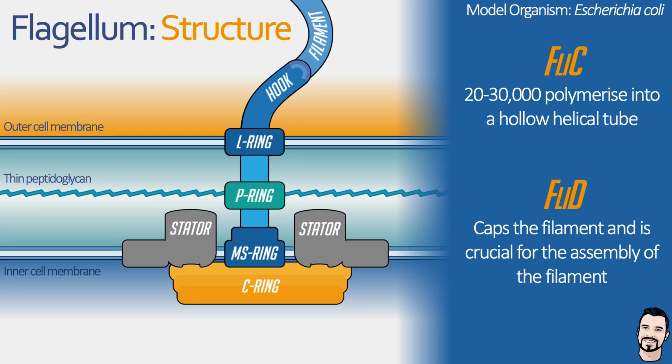Now, this cap structure provides a crucial platform for the organised polymerization of FliC subunits, enabling the filament to grow and repair itself efficiently. Together, these two proteins create a flexible, whip-like structure that acts as a propeller, rotating in a corkscrew motion to generate thrust in sync with the motor complex. And this only leaves one part of the flagella left, the stator complex.